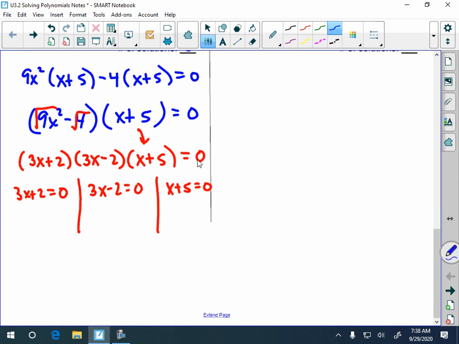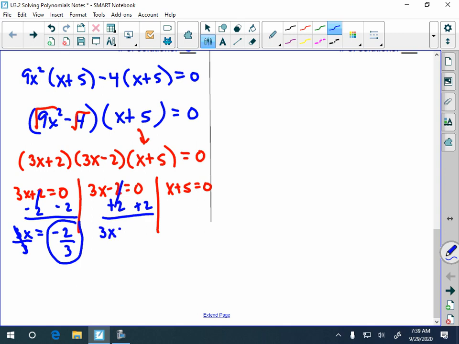Alright, so when we solve this, we can subtract the 2 over. And we can divide by 3. So negative 2/3. And we're going to add 2 over. And divide by 3. And positive 2/3. And subtract 5. And negative 5 is our other solution, the third solution we're looking for.